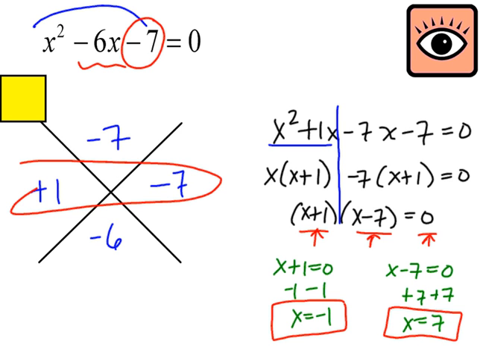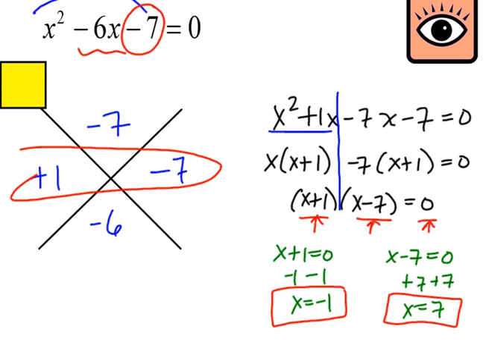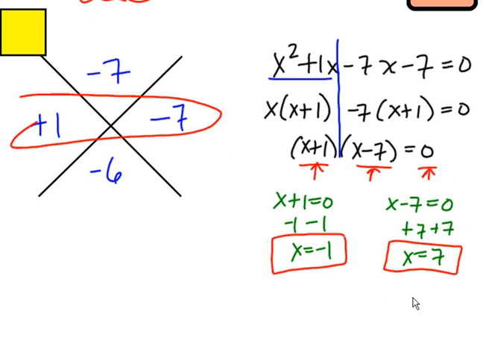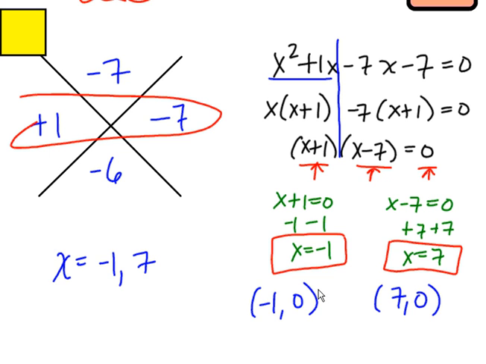And you can list your answers a couple different ways. You can list your answers separately. You can say x equals -1, 7, and please do not put parentheses around those numbers because that would mean it is an ordered pair, which it's not. The other way is to do it by points. You could say that one of the solutions would be at -1, 0, and the other would be at 7, 0. So that gives you a little bit of a mix of things that you can do.